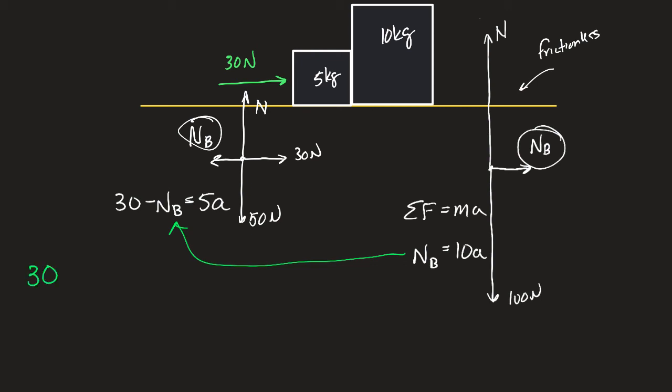And what I get is an important outcome. 30 minus 10a equals 5a. We've eliminated the internal force between the two boxes and come up with a new relationship that combines the two boxes together. Do you notice that if I bring the accelerations to the other side, that I get something that appears to be Newton's law?